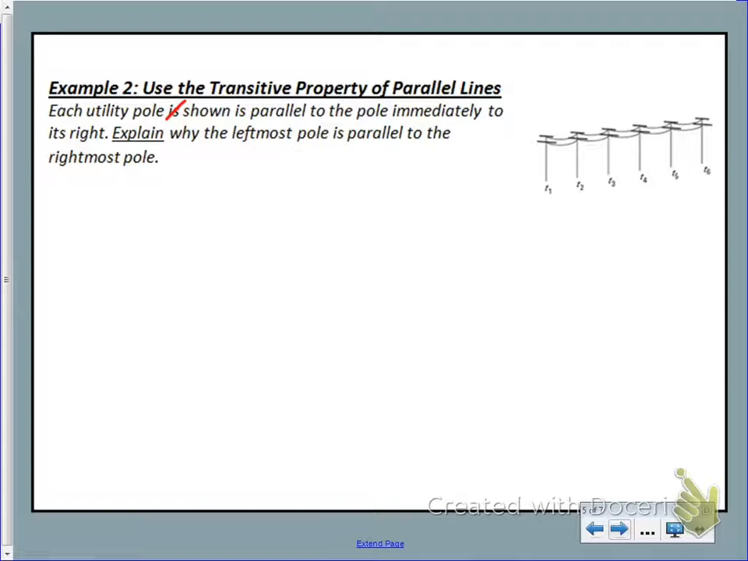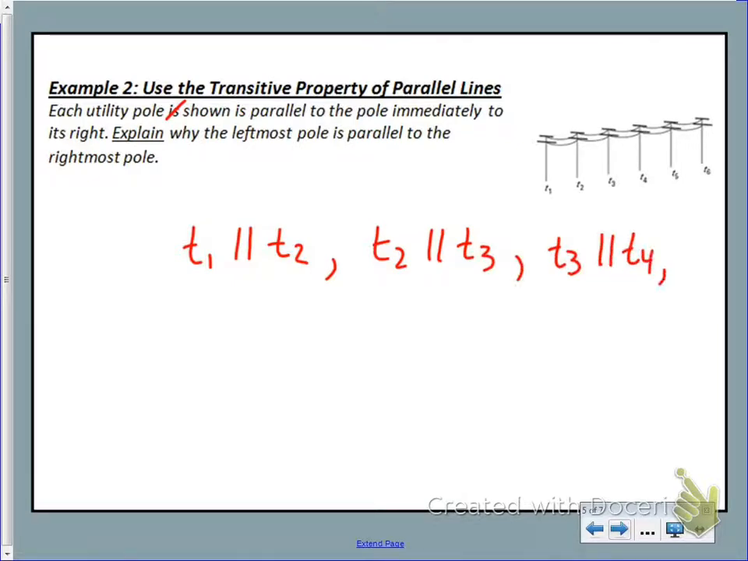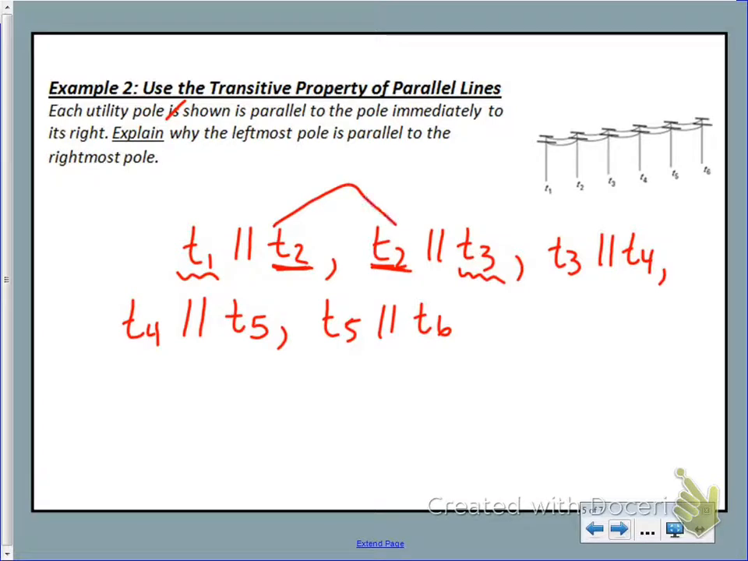So essentially what we have here is it's giving that T1 must be parallel to T2. And T2 is parallel to the one just to its right, so T3. T3 is parallel to T4 since it's just to the right. T4 is parallel to T5. T5 is parallel to T6. So essentially what the transitive property tells us is since T1 and T3 are both parallel to T2, then we can bring that together to say that T1 must be parallel to T3.